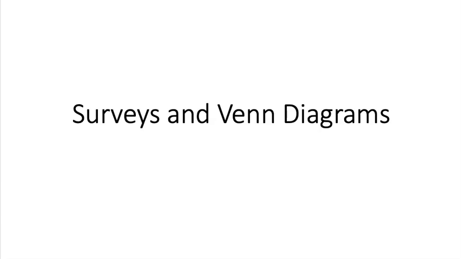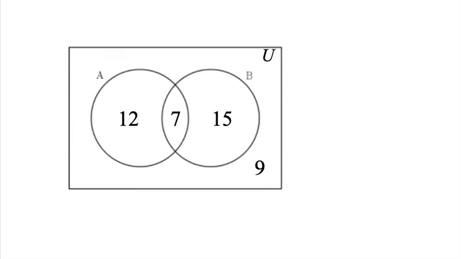This is Bob Capetta, and this lesson is on surveys and Venn diagrams. So we're going to start with the Venn diagram, two sets, A and B, sitting inside the universal set.